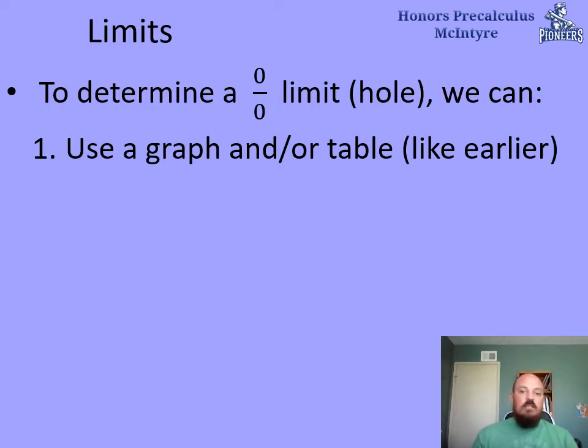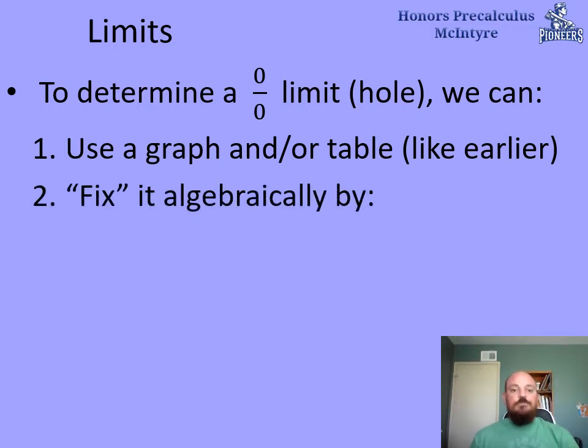Or let's say we can't. Let's say for whatever reason we don't have the graph, we're not allowed to use a graphing calculator or Desmos or anything like that. We have to do it analytically. Here's some tricks you can do. I always call it fixing it. We need to fix this thing so that the 0 over 0 disappears and the answer is left over.